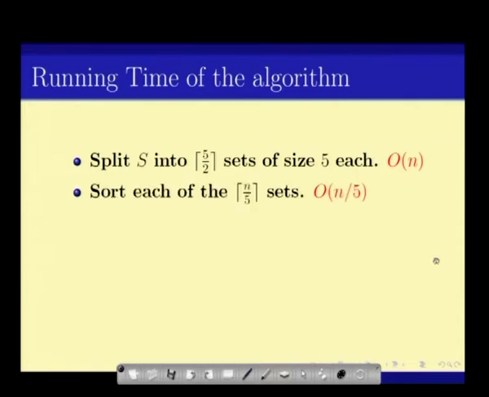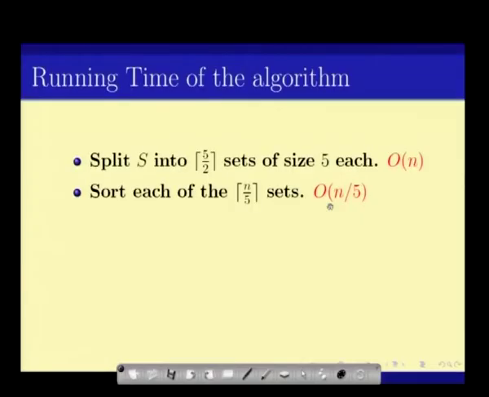Next, we sort each of these n over 5 sets. Now, again, since 5 is a constant, to sort each of them we will take 5 log 5, which is a constant. So, the total number of steps required to sort all of them is n by 5 times order some constant, which is order n.